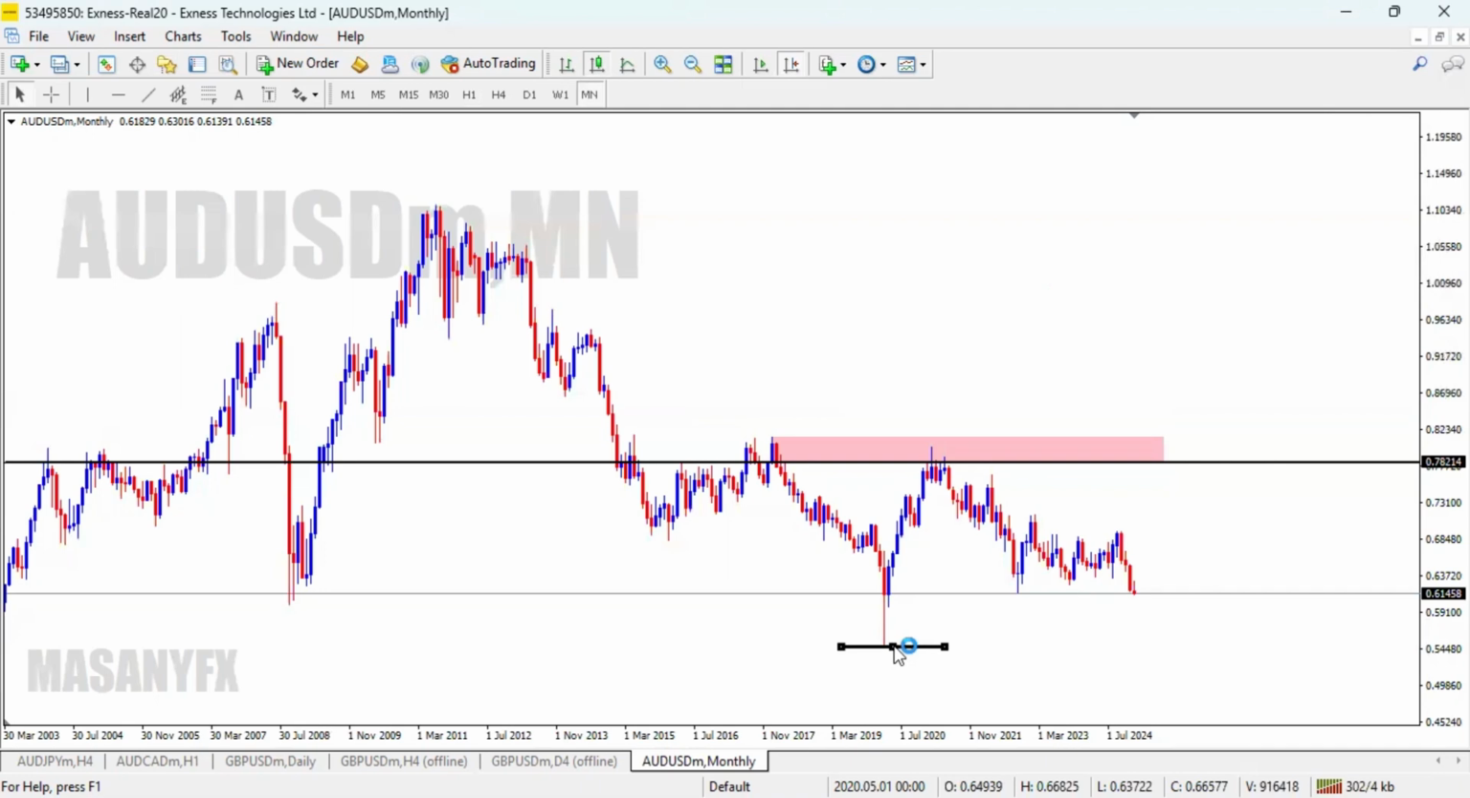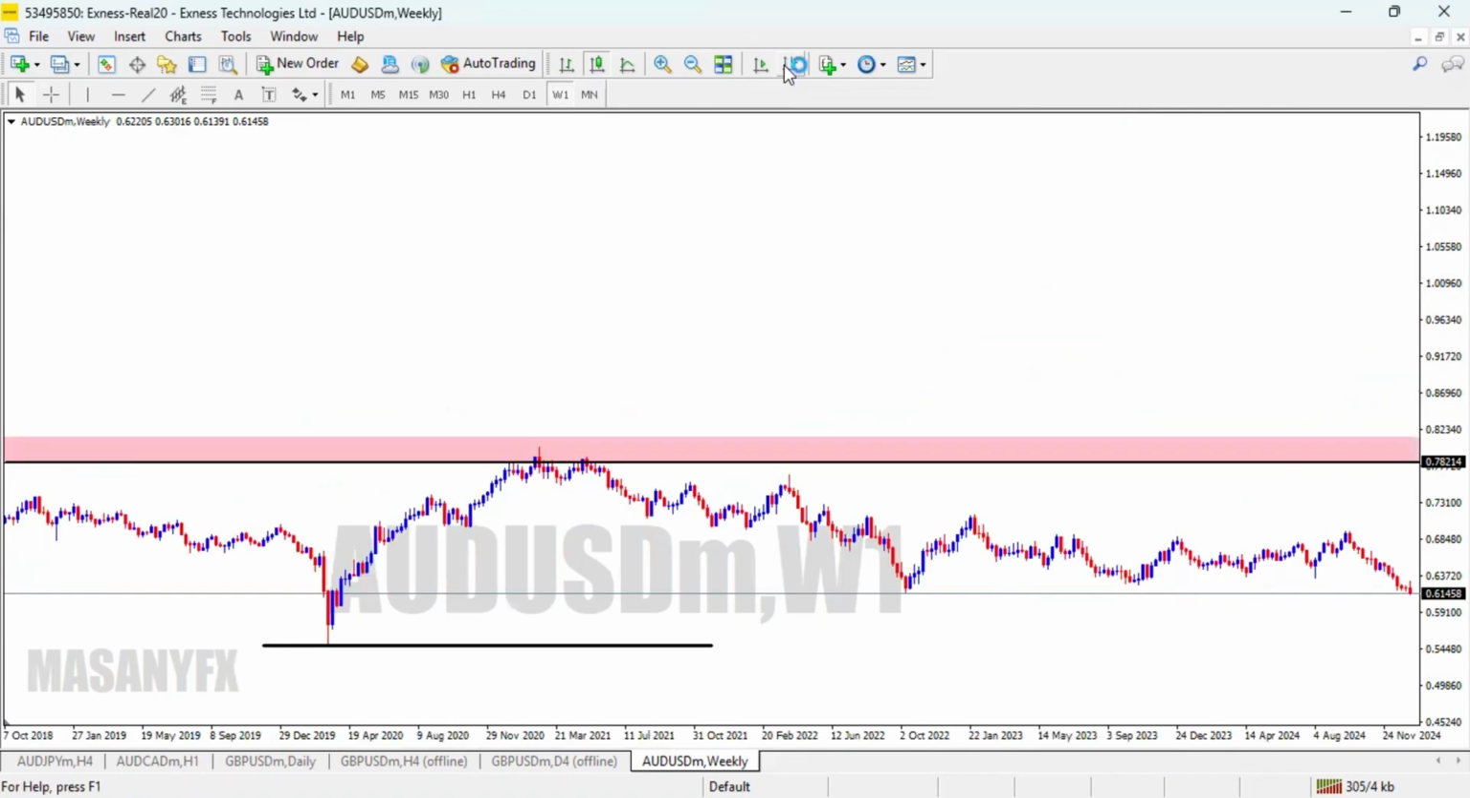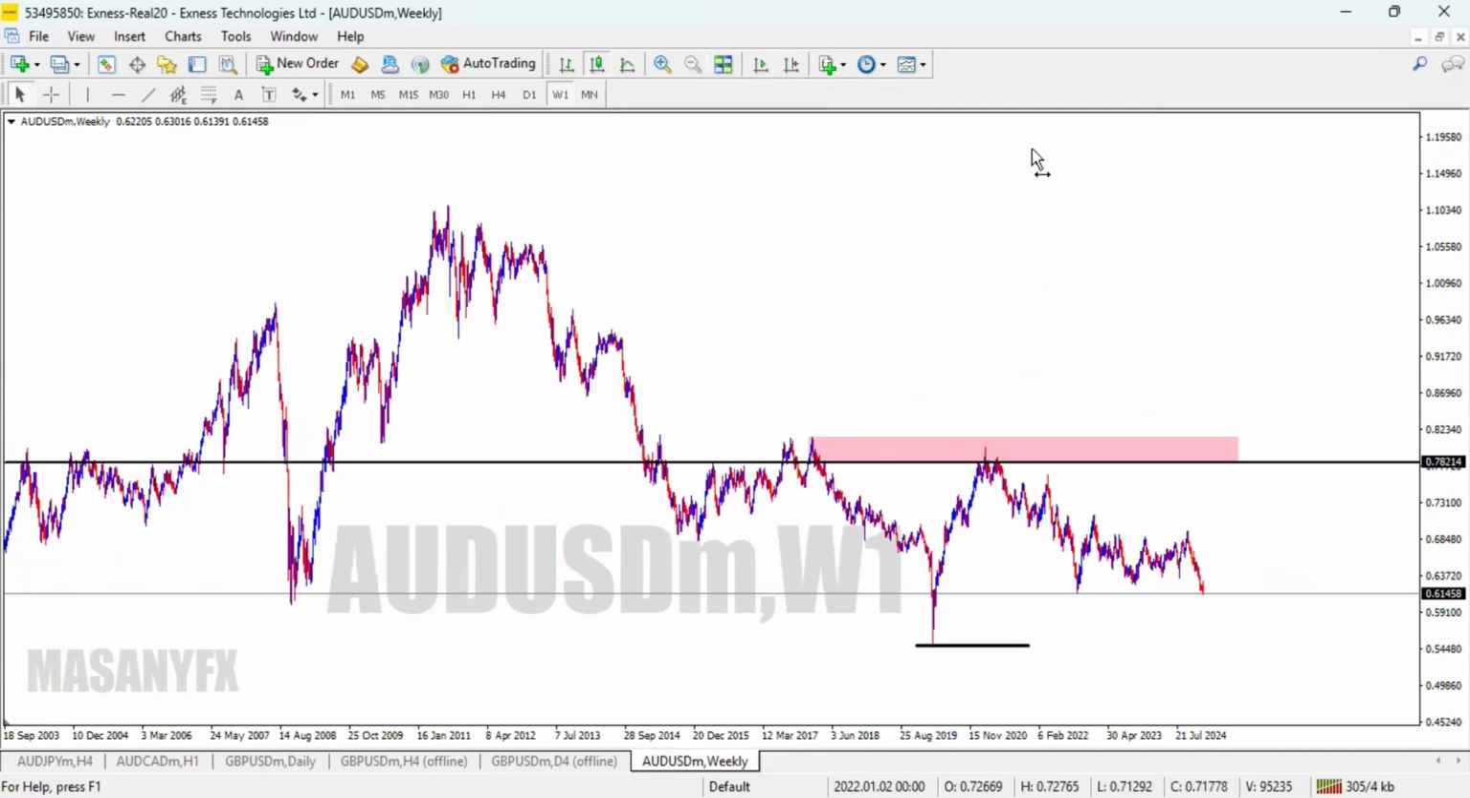Take profits will be here, which means I'm still expecting AUD USD to sell up until here. By that means I must look for selling opportunities on this. Let me go to the weekly time frame, knowing that I'm looking for selling opportunities now, not buying opportunities.